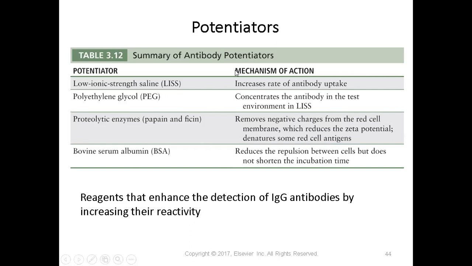So what do you need to know about potentiators? Know that they are just reagents that we use to enhance detection of IgG antibodies. There are quite a few of them that can be used in our test system.